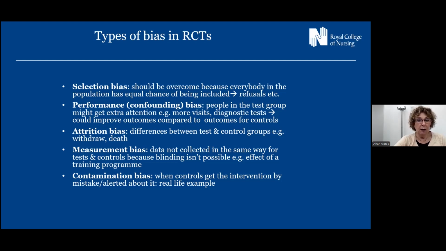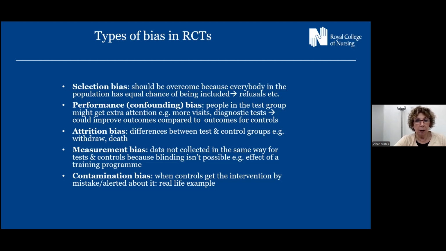Attrition bias is differences between the test and control groups. People in the groups might withdraw from the trial. They might get fed up with taking part. They might die if it goes on for a long time. So the trial might not work because of people not coming to the end of it.